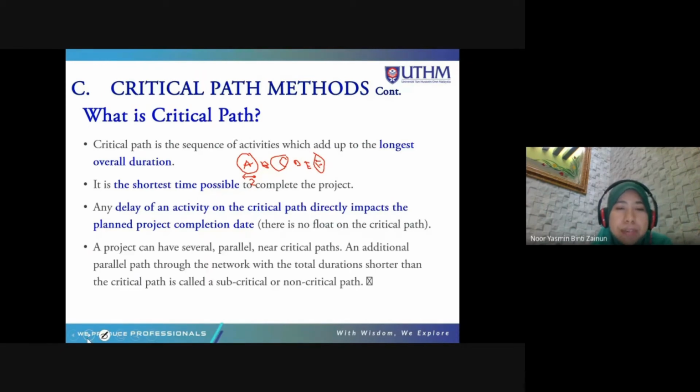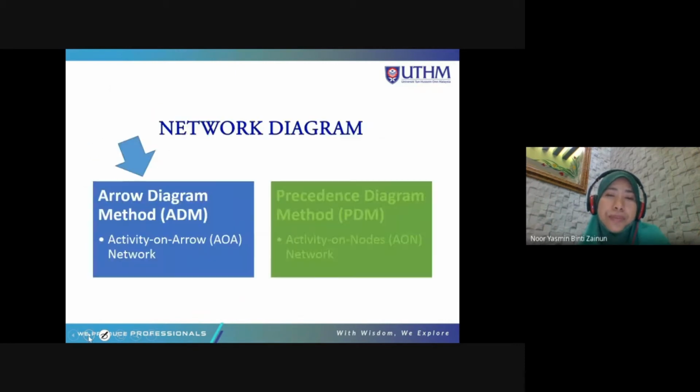A project can have several parallel near-critical paths. Additional parallel paths through the network with a total duration shorter than the critical path are called subcritical or non-critical paths. A critical activity is an activity with no float, zero float. Later we will learn how to calculate the float.